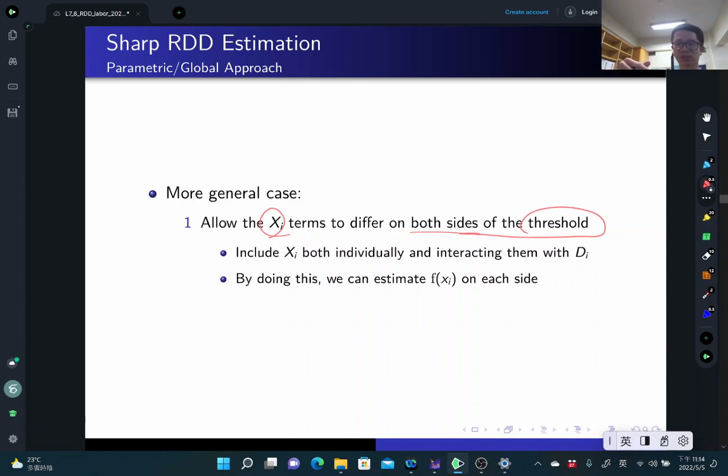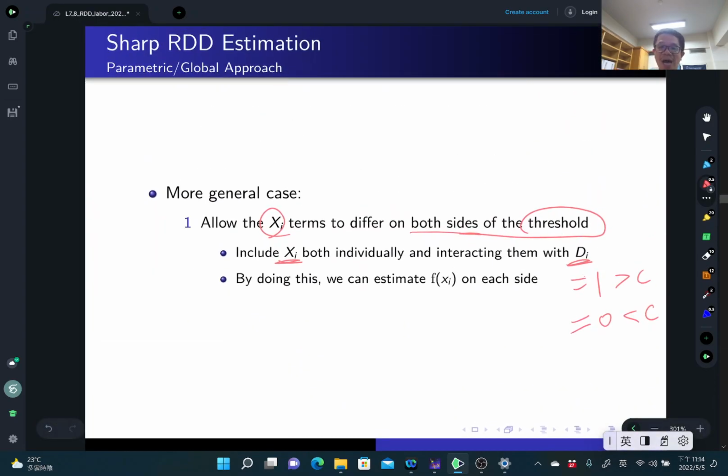That means the relationship between the outcome and assignment variable can be very different before and after the cutoff. So we usually interact our assignment variable with the treatment variable. The treatment variable equal to 1 means the assignment variable is above the cutoff, and 0 means it is below the cutoff. That gives you a very different relationship for the outcome and assignment variable before and after the cutoff.